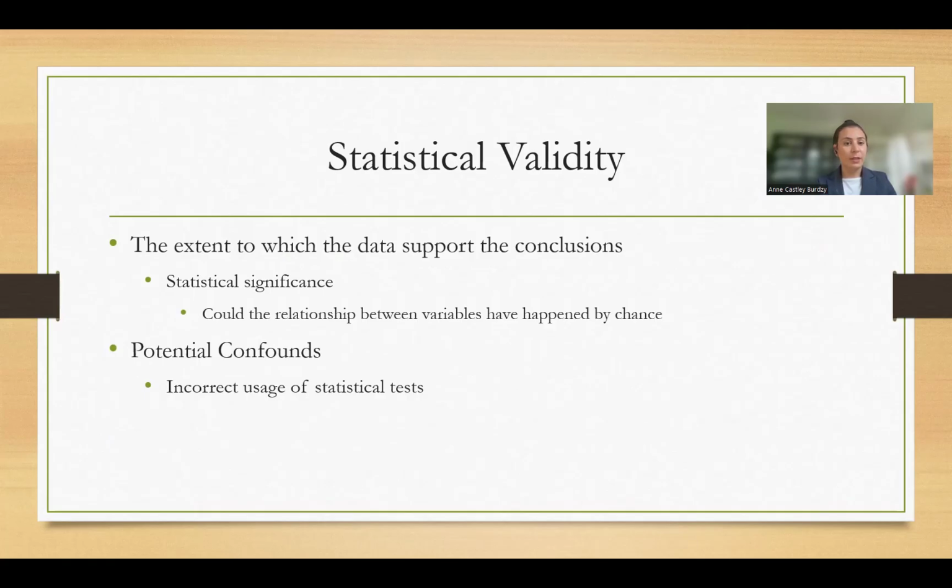Statistical validity: the extent to which the data support the conclusions. Statistical significance is a big one here. You want to make sure that your data is statistically significant, looking at p-values and such. You also want to make sure that you are using your statistical tests appropriately. That would be a potential confound if you are not using the correct test. If you're running a t-test, you should be running an ANOVA or something to that effect.